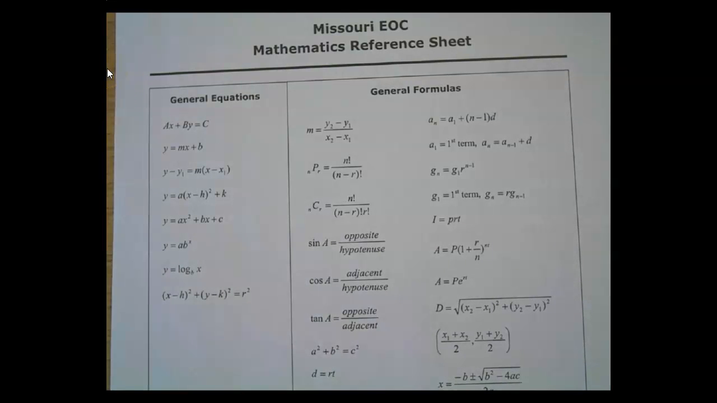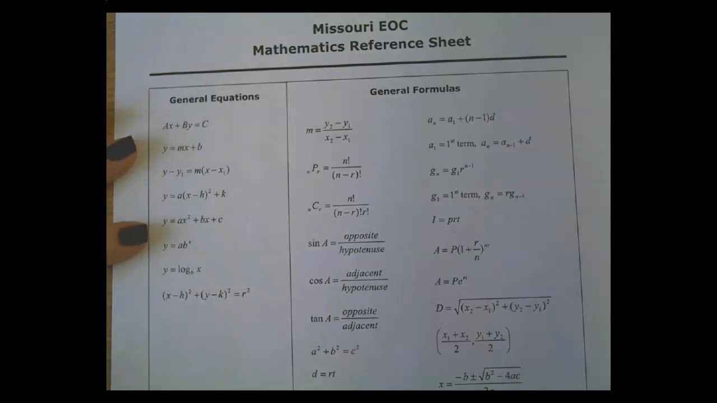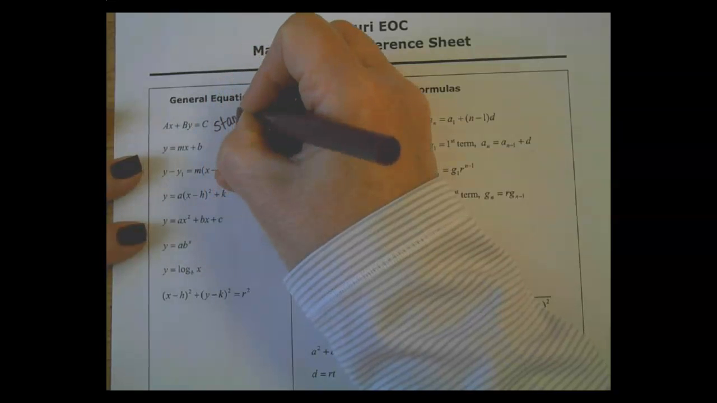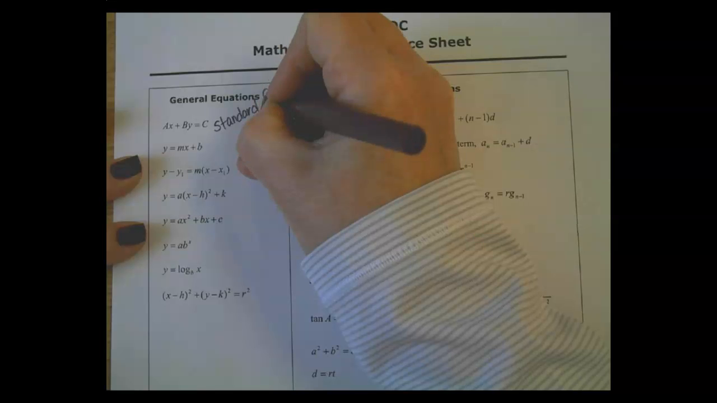I'm going to go over the EOC reference sheet that you guys will get a copy of when you're taking the test, and I want you to be aware of what these equations are, so you're a little more familiar with them. This one is called standard form. We don't really use this very often.